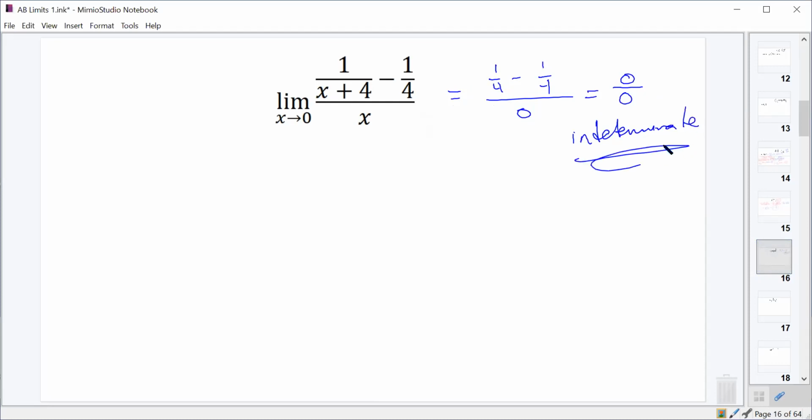So we got to do something to deal with the fact that this is indeterminate. Anybody got a good idea of what we should do to deal with this?